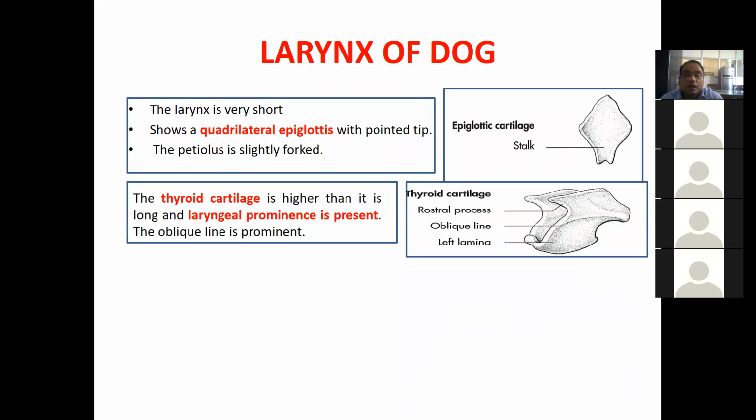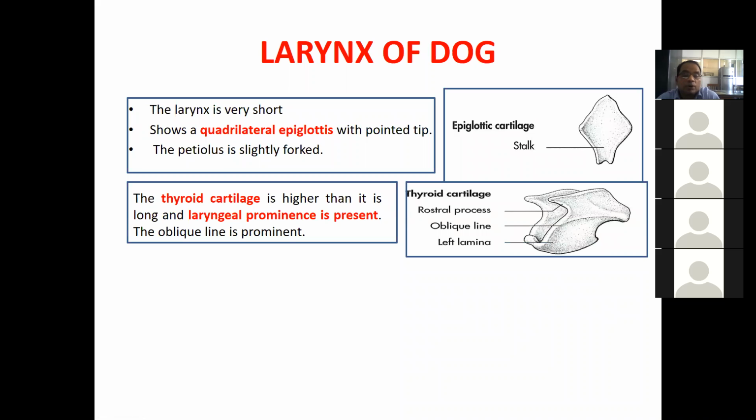If you see the larynx of the dog, it is comparatively short, and the important thing is that the epiglottis is somewhat quadrilateral in appearance. This is the epiglottis, you see, somewhat quadrilateral in appearance, and the petiolus is slightly forward.